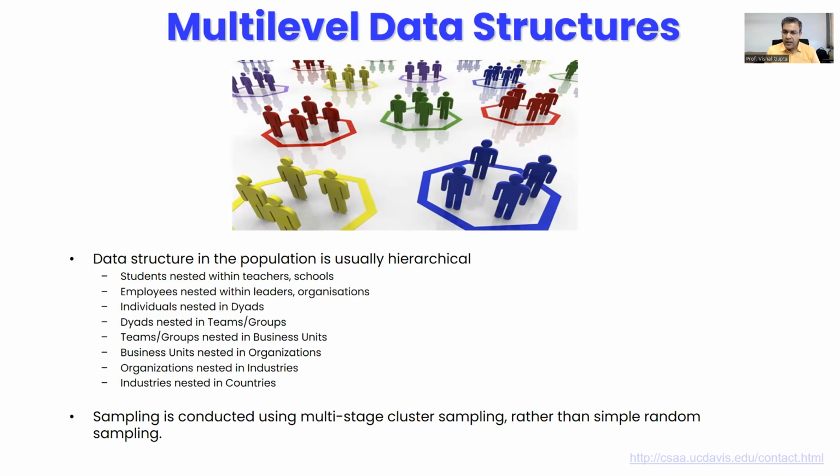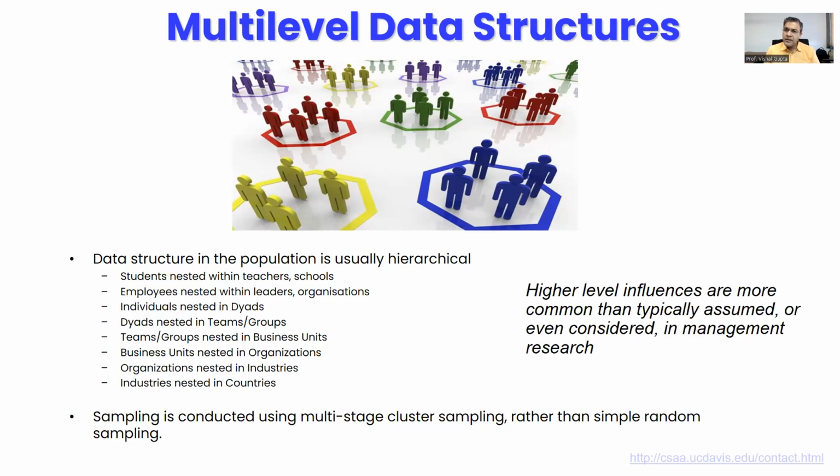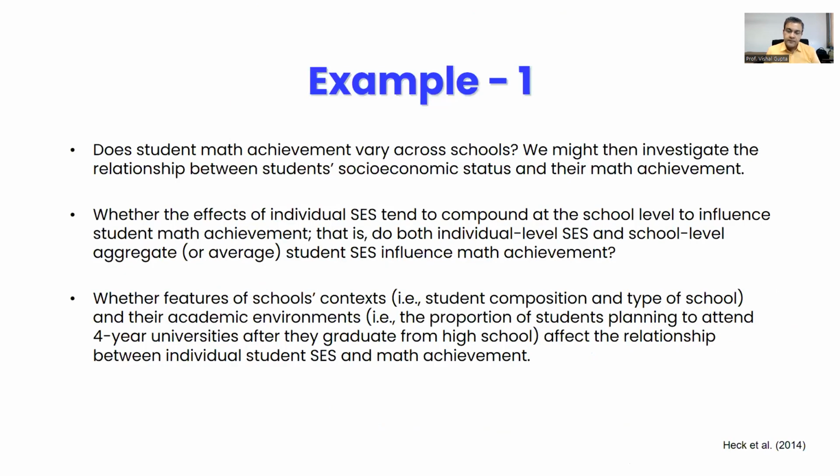So that is what we call this, and the problem is that the higher level confounding that comes from level 2, level 3 are common, but they are not modeled or even considered in management research. So a lot of researchers actually fail to account that their data is hierarchical in nature, and the variables that they are using in simple regressions are not all at the same level. They are actually at different levels of analysis.